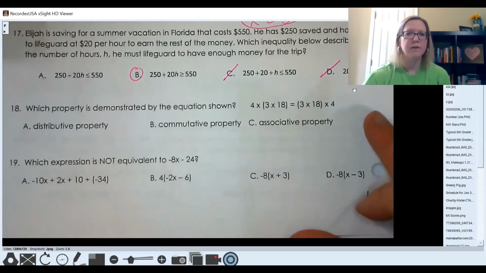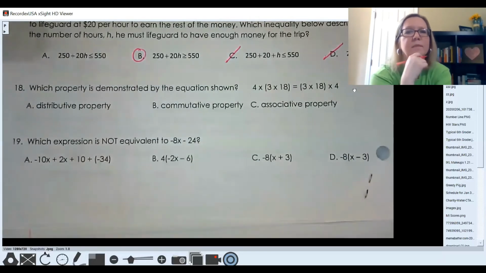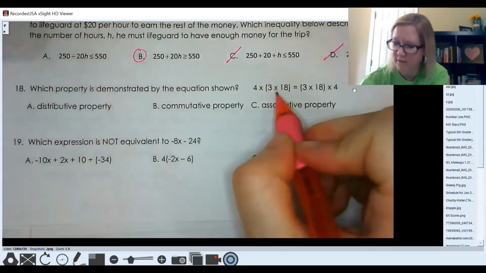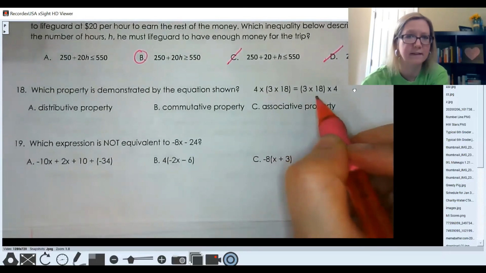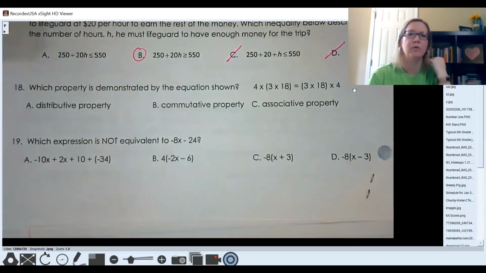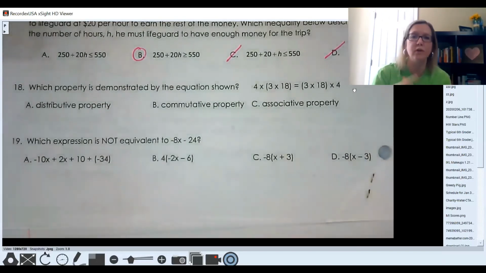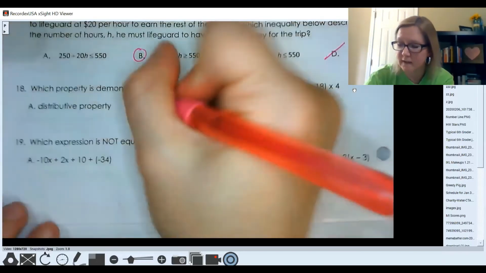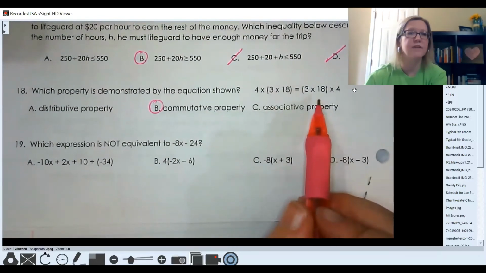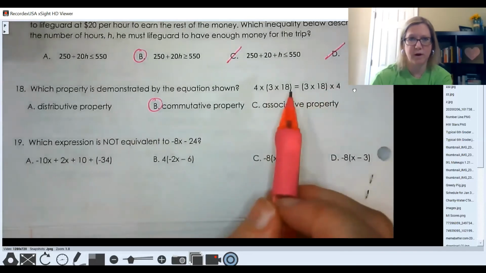All right, problem number 18. Which property is demonstrated in the equation? If you notice, the values in the parentheses didn't change. The only thing that changed was the order. Okay, so when we reverse or change up the order when we're multiplying or adding, that's the commutative property. Now, if the values in the parentheses had changed, then it would have been the associative property.